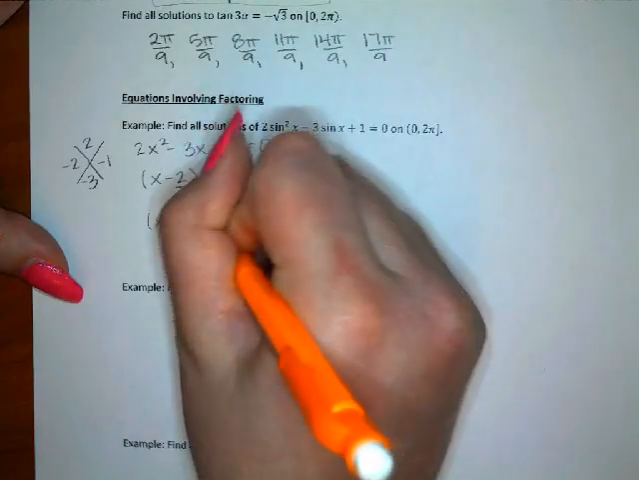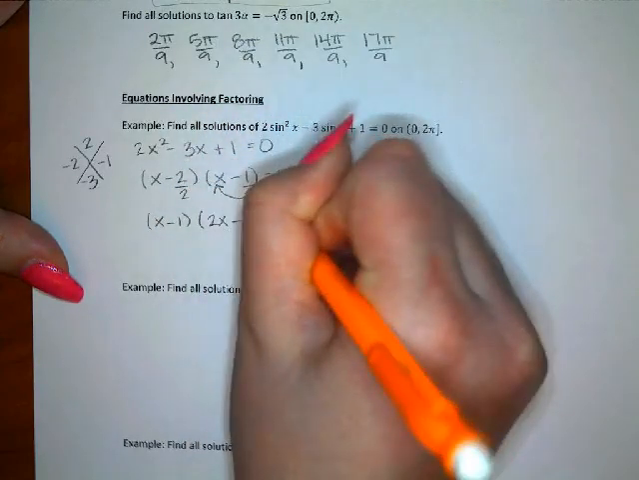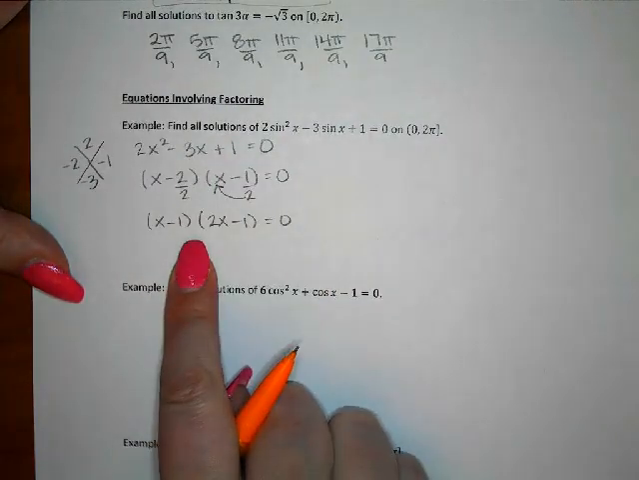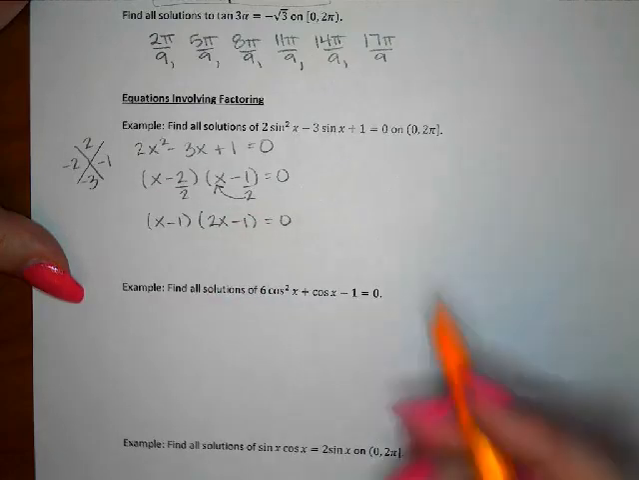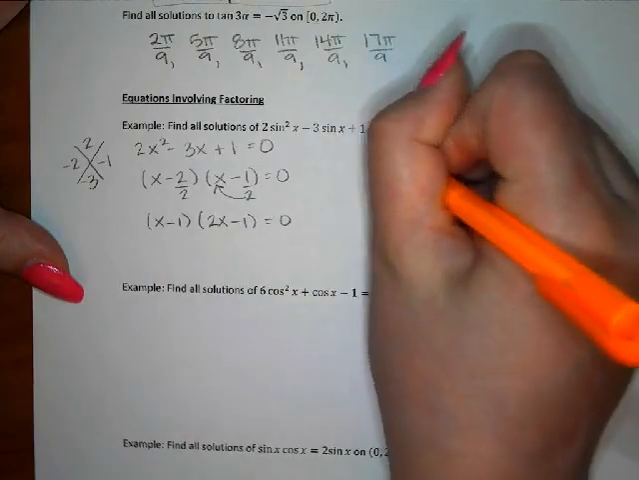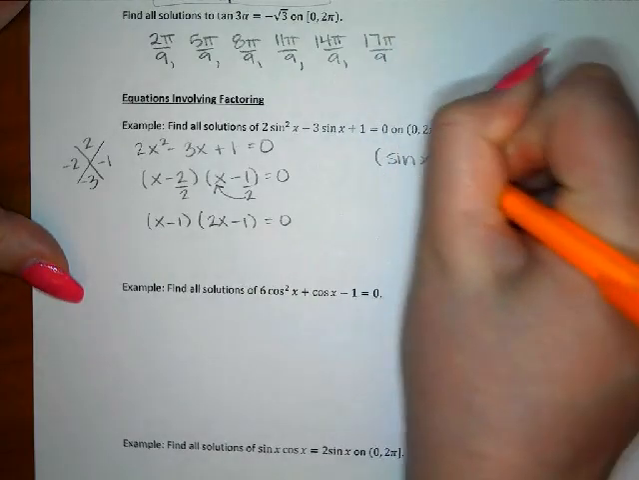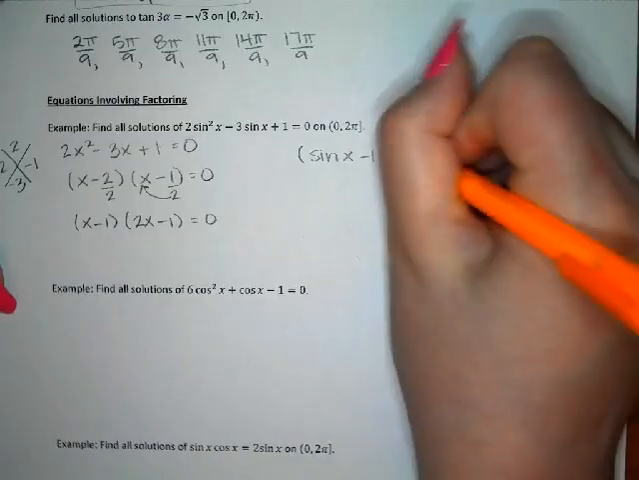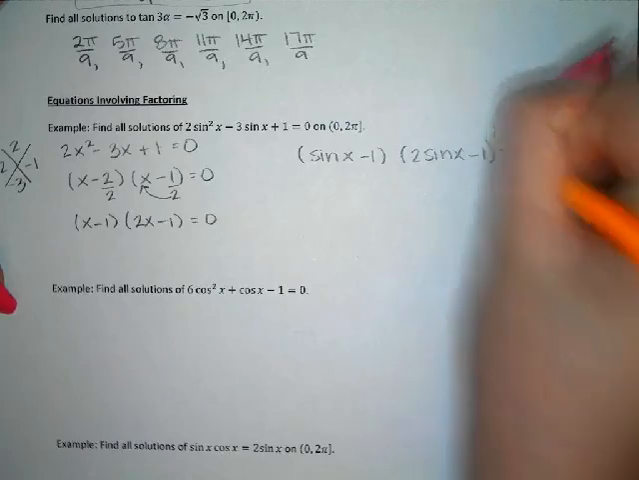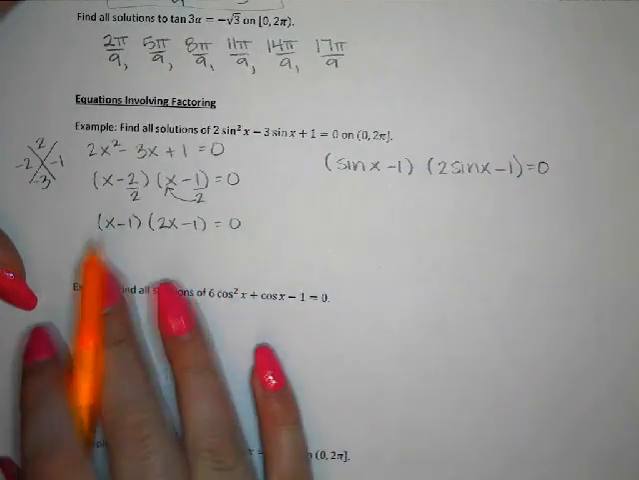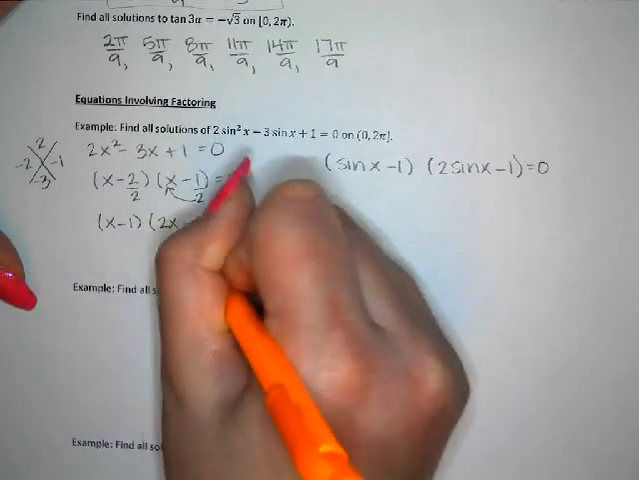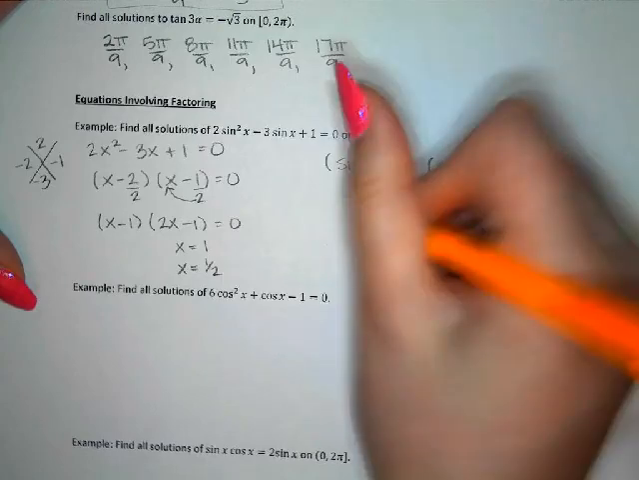So now that I have factored it in terms of regular variables that are easier for me to think of, I'm going to take the x and I'm going to replace it with sine x. So I have sine x minus 1 and 2 times sine x minus 1 equals 0. And then just like I would do with factoring over here, I would say my answers are x equals 1, x equals 1/2. You can do the same thing over here. So sine x equals 1, sine x equals 1/2.